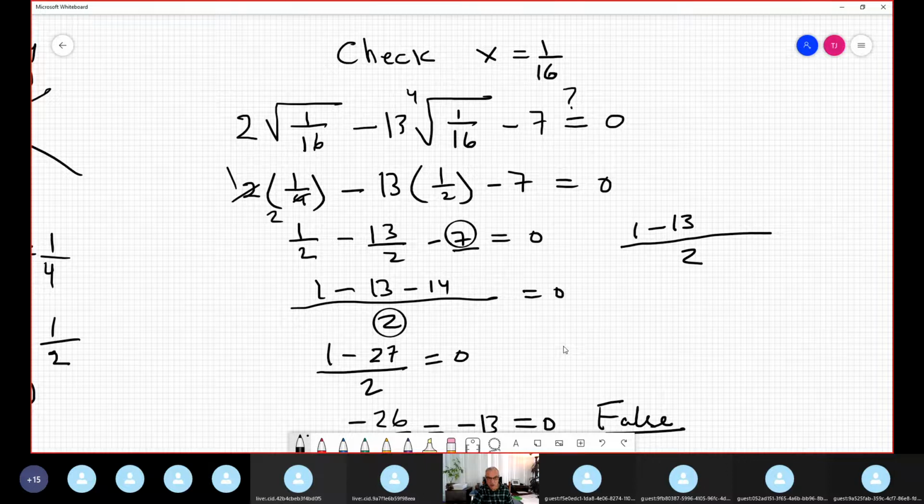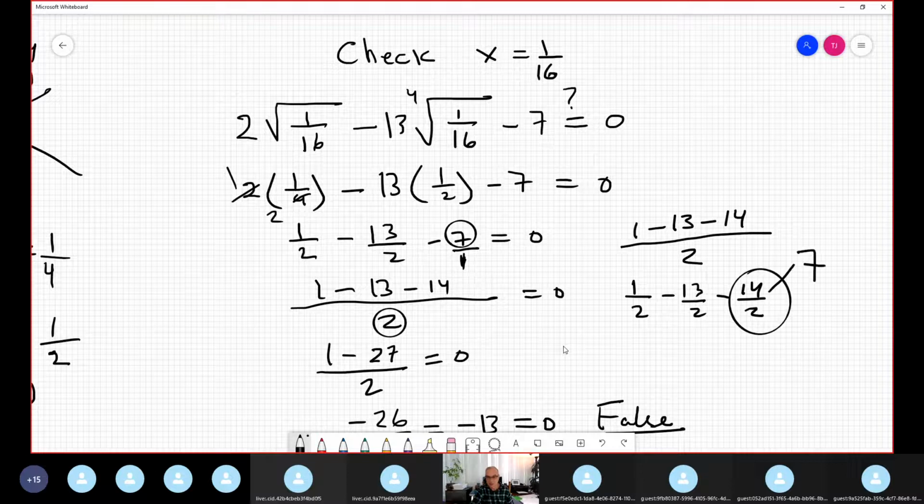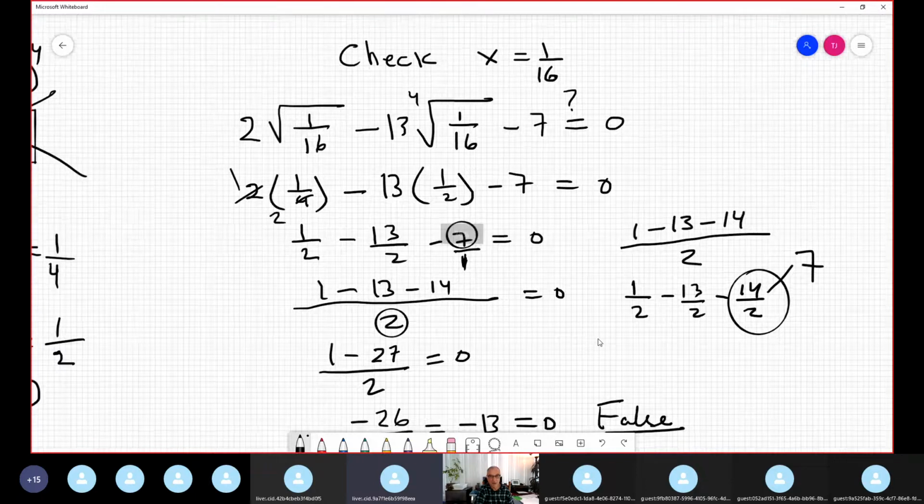But you know, and 7 the denominator 1. 2 divided by 1 is 2. And 2 times 7 is 14. So actually, if you are doing it backward and you split, it's 1/2 minus 13 over 2 minus 14 over 2. Okay, this guy is 7. Do you see that? Yes. Excellent.